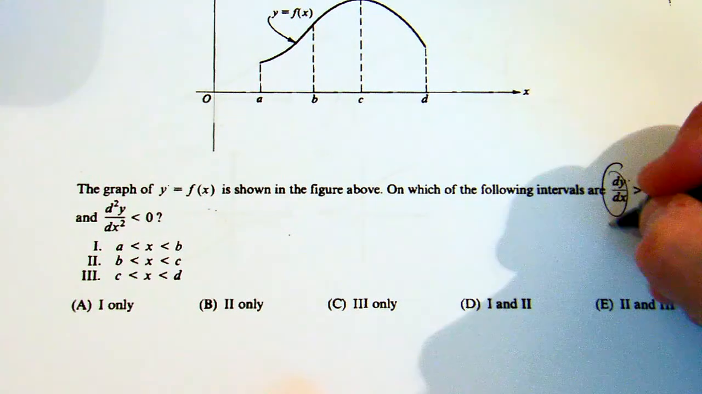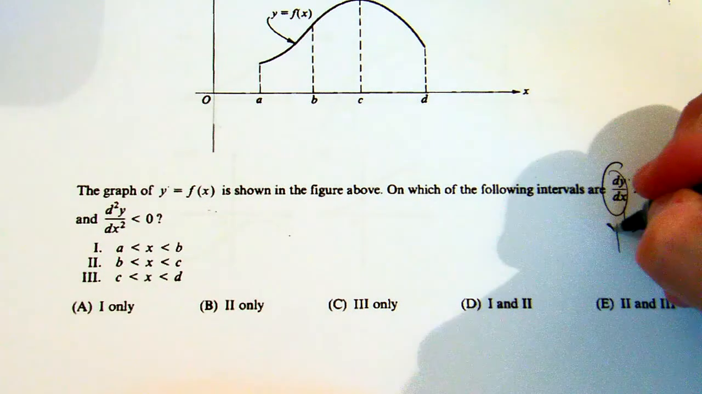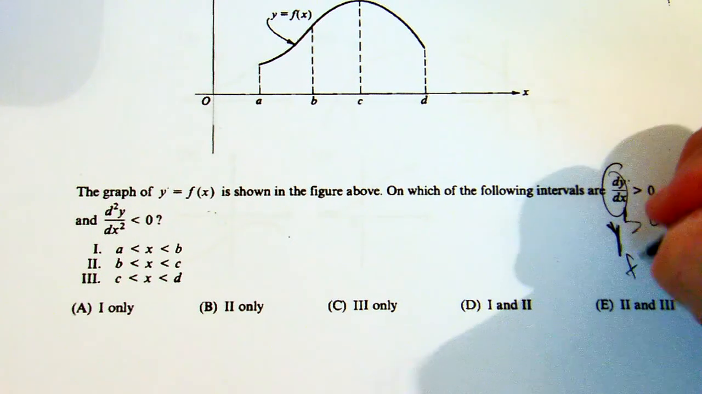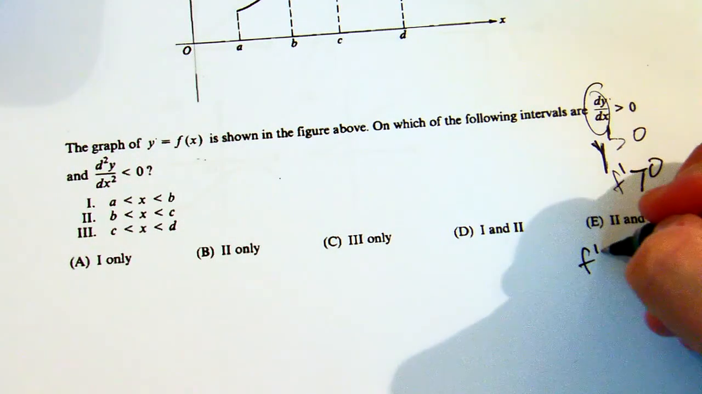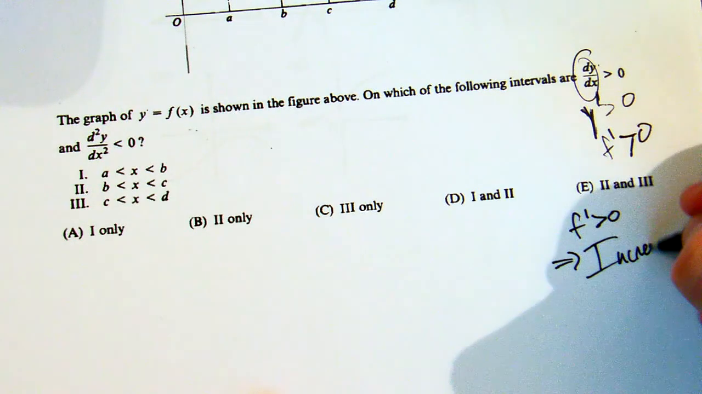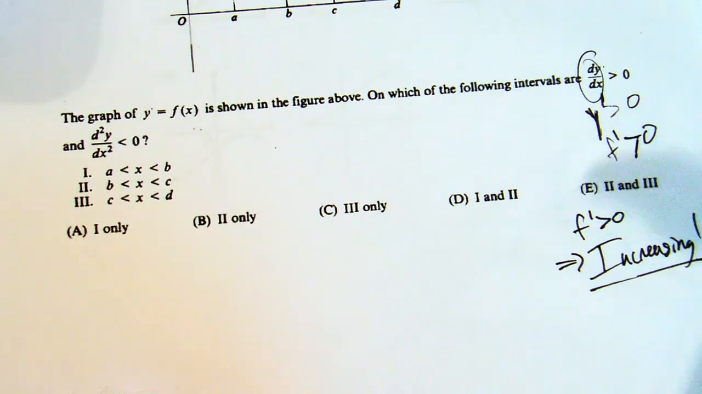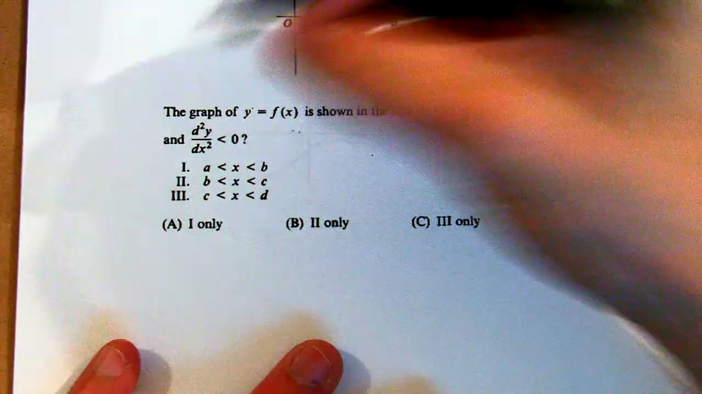We all know dy/dx is y prime, right? And y prime is the slope, right? And y prime is the same thing as f prime. So I want to know where f prime is bigger than 0. This means increasing. Okay? Increasing.